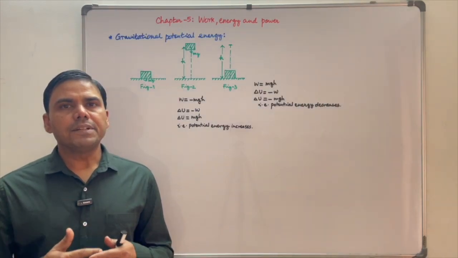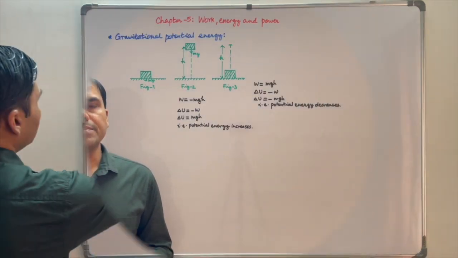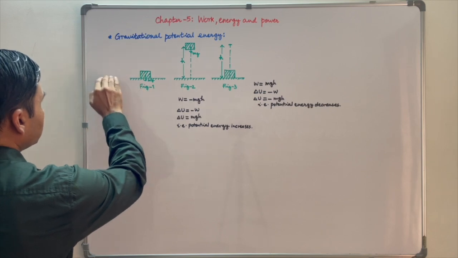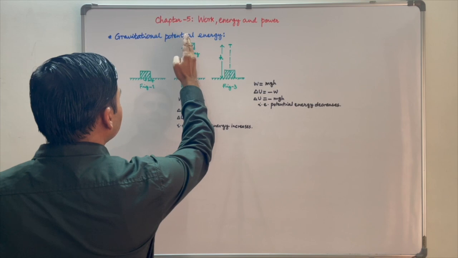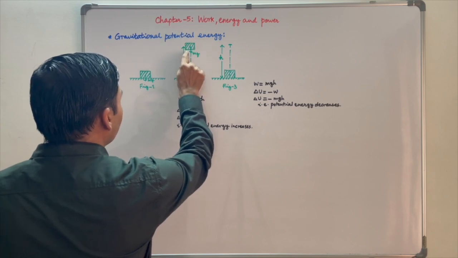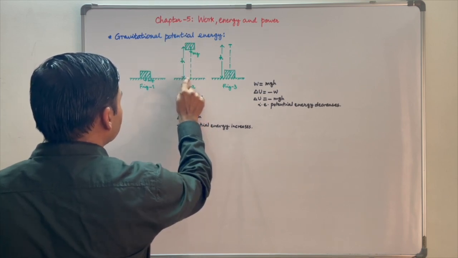Now let us see gravitational potential energy. Suppose a block of mass m is kept on the ground. Then it is raised vertically upwards through a height h. We can consider the block and earth as a system.